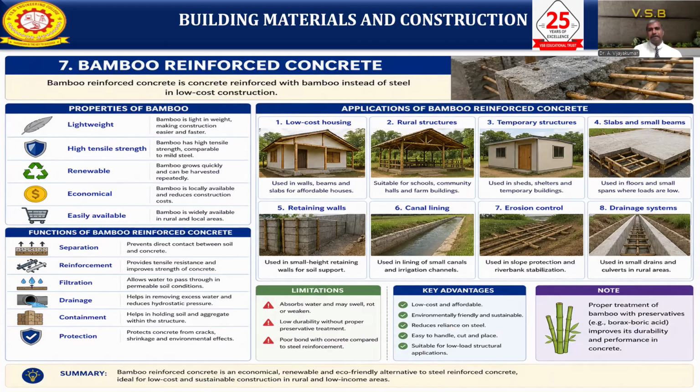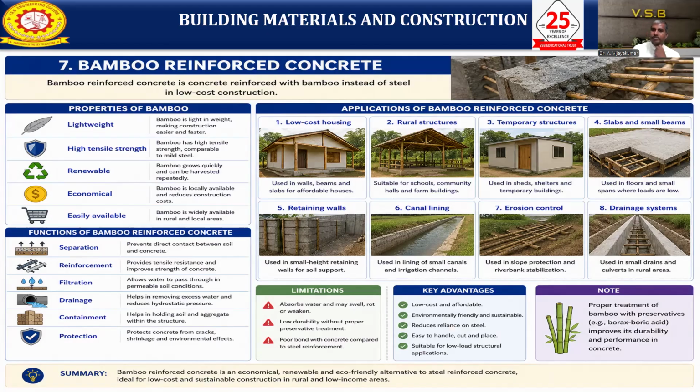Various applications where bamboo structure is used with concrete: low cost housing, used in walls, beams, slabs and affordable houses. Rural structures suitable for schools, community halls and farm buildings, small structures in rural areas, we can use bamboo members. Temporary structures, yes, now we want to do temporary structures for construction, sheds, shelters and other temporary buildings. Instead of going for steel and other materials, we can go for bamboo as a material.